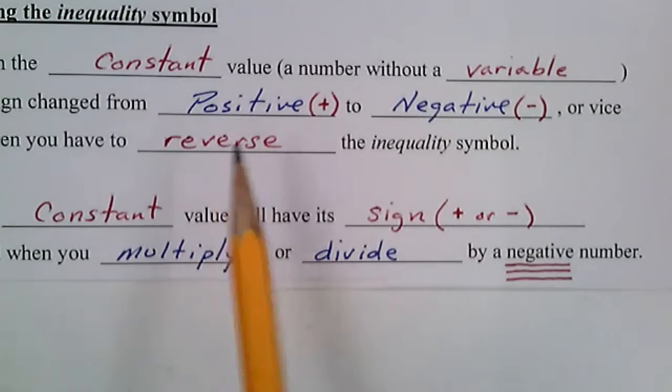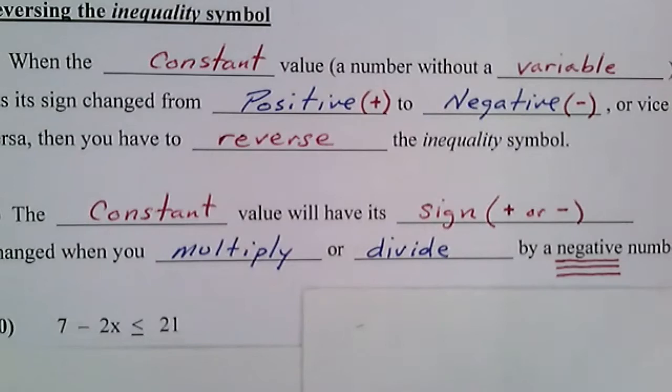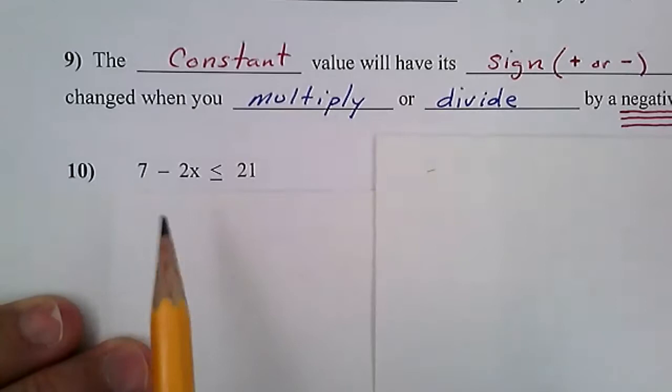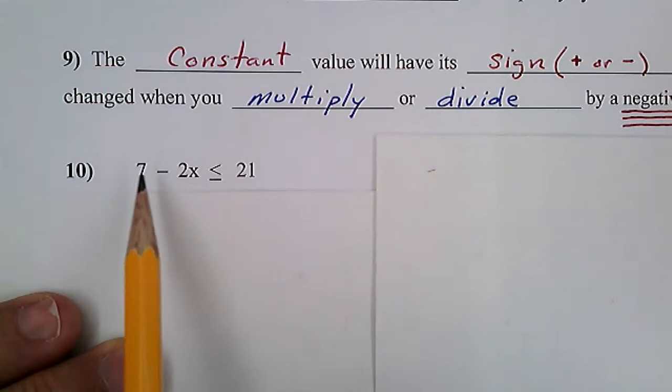So let's do some examples of that. On number 10 here, I want to isolate the variable. It's right here next to a negative 2. So the first thing I want to do is get rid of 7. So I'm going to subtract 7.